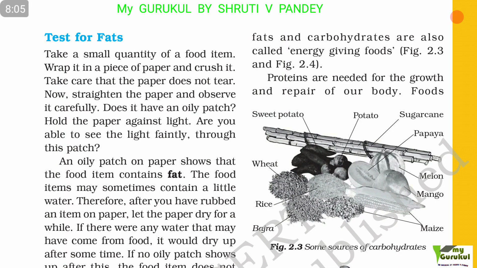Test for fats. Take a small quantity of a food item, wrap it in a piece of paper and crush it. Take care that the paper does not tear. Now straighten the paper and observe it carefully. Does it have an oily patch? Hold the paper against light. Are you able to see the light faintly through this patch? An oily patch on paper shows that the food item contains fat.